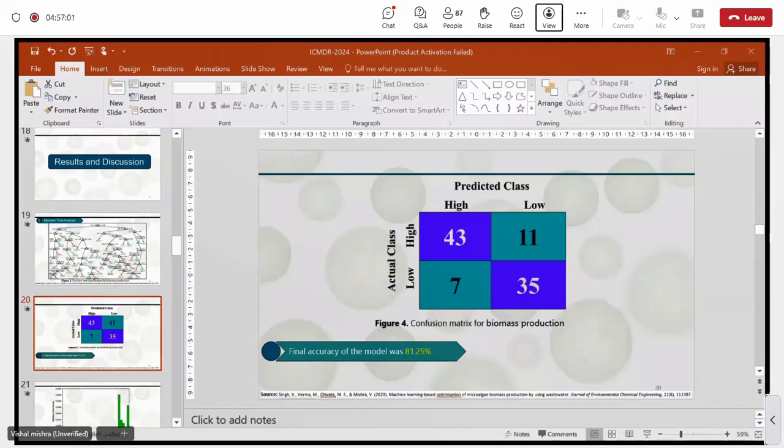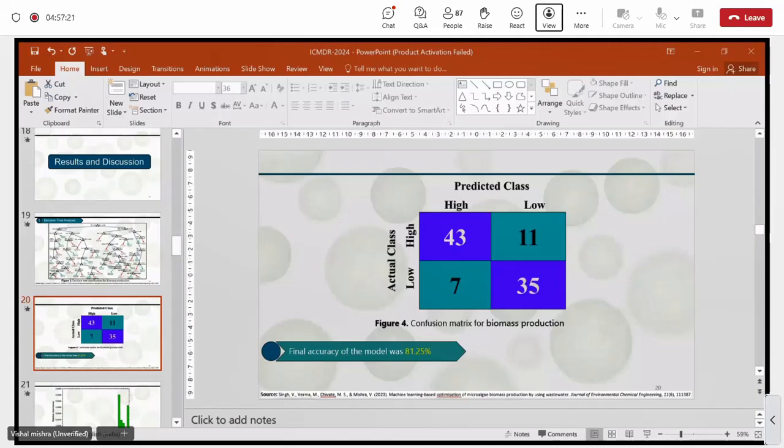What we tried actually is to classify the data points. So 7, 11, 43, 35, they indicate the data points. Some values came to the lower side of the parameter and some came in the upper zone where the maximum of the equation is. So accordingly, we made a confusion matrix. Final accuracy of the model was around 81.25%. So this is all around.